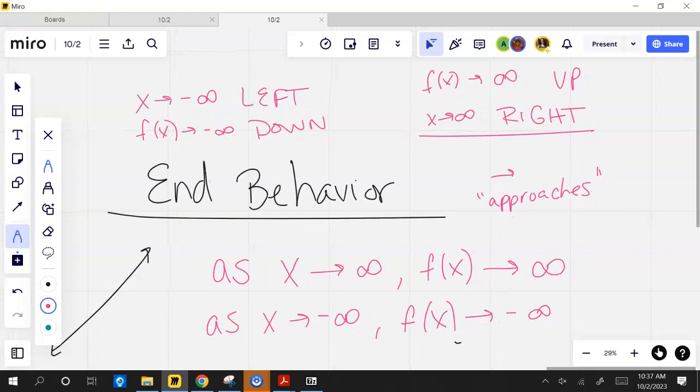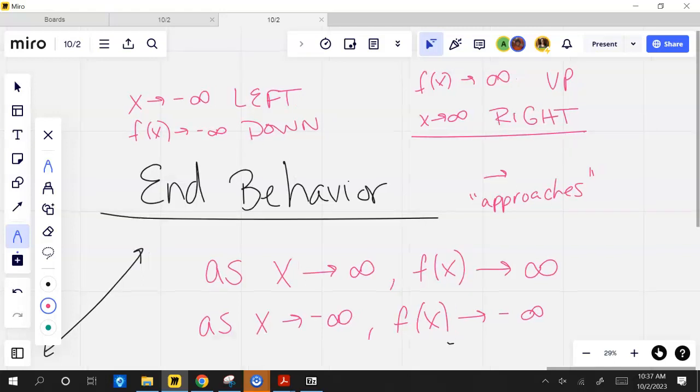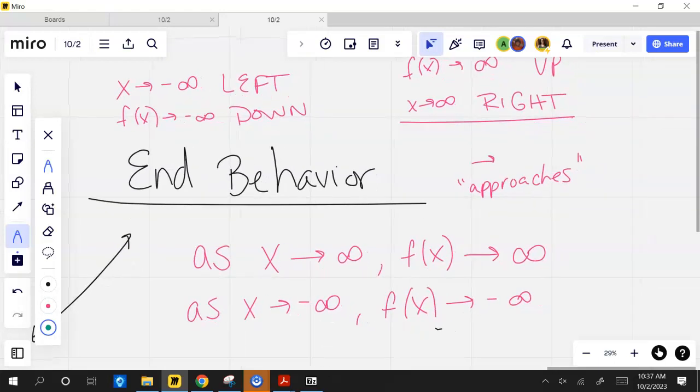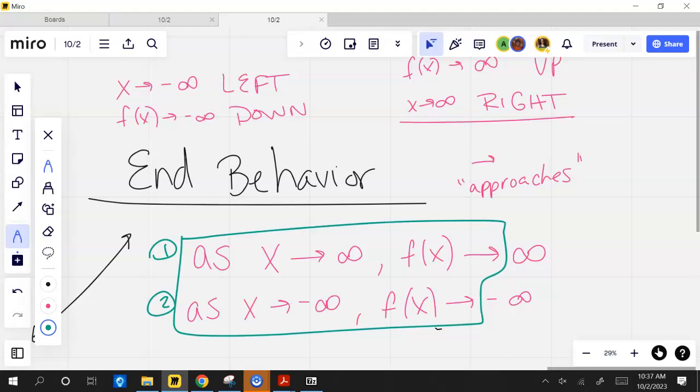As we describe the end behavior of polynomials, when I ask you what's the end behavior, there's always two mathematical sentences. This is sentence one, this is sentence two. They are always exactly the same up until that last infinity. That's the only thing that changes each time: determining whether it's going up or down.